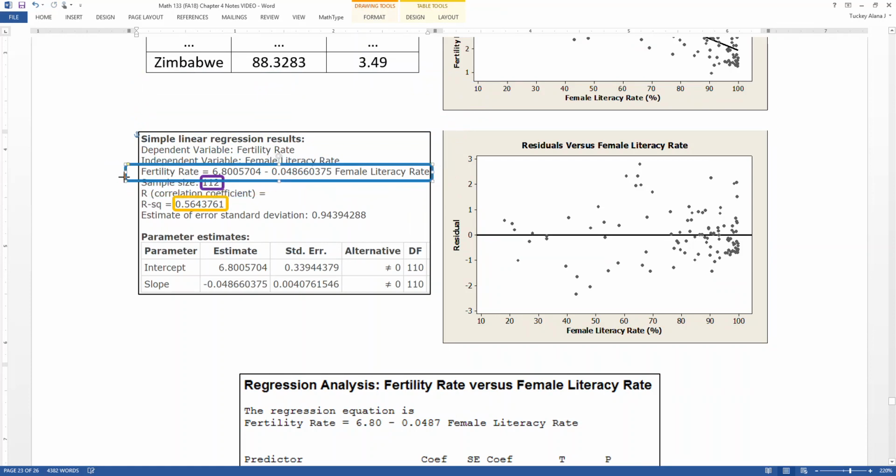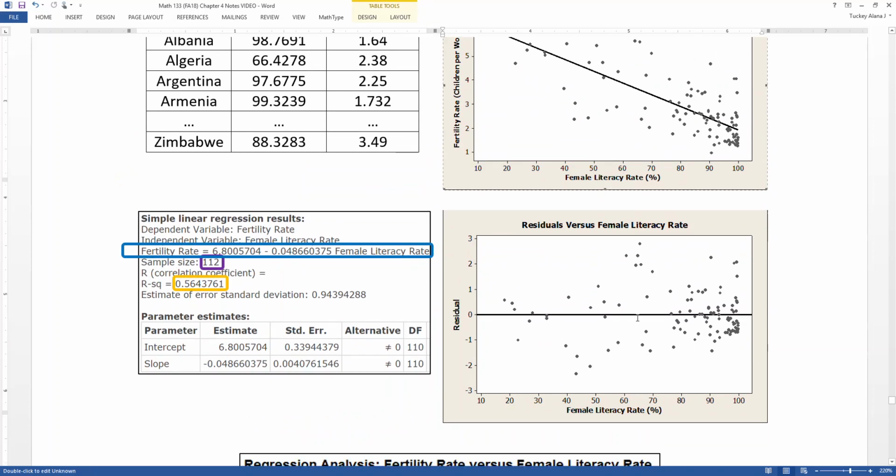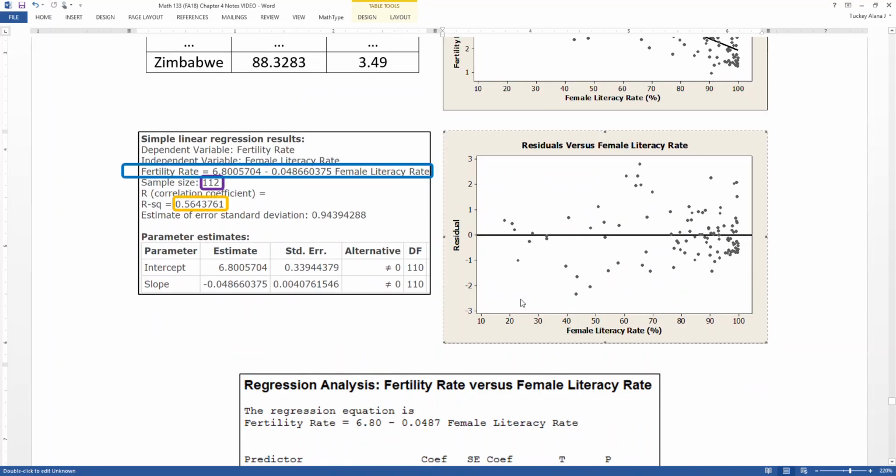We already said that female literacy rate was our X, right? You can see it on both the scatter plot and the residual plot that the female literacy rate is the X, and the Y is fertility rate. So this is saying Y hat equals 6.8 minus 0.04866 times X, right? It just doesn't come right out and say it in the exact same way.